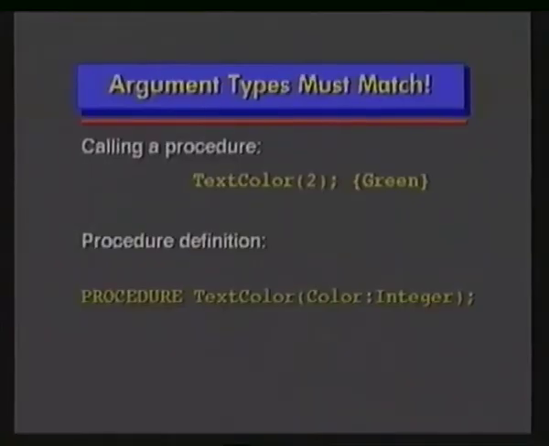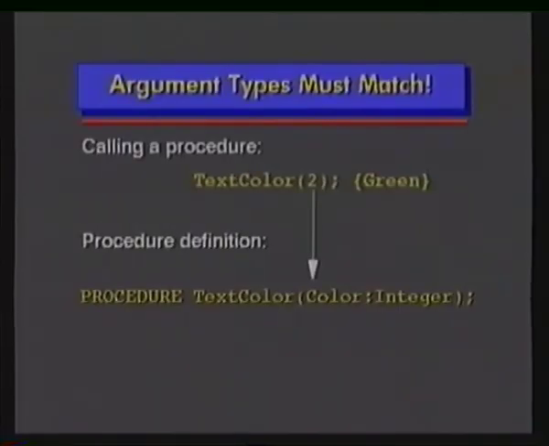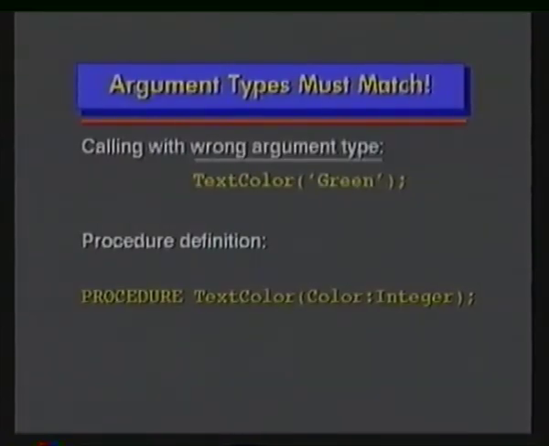The second thing that we must be aware of when we call procedures is that the data type of an argument in the list matches the data type specified for that parameter in the procedure definition. Pascal is a strong type-checking language, and it doesn't let us use the wrong types. For example, as shown here, the procedure text color requires an argument of the data type integer, and not a string. If we try to pass that procedure a string argument, a compiler error will result. Note that the colors are declared as constant integers in the CRT unit.